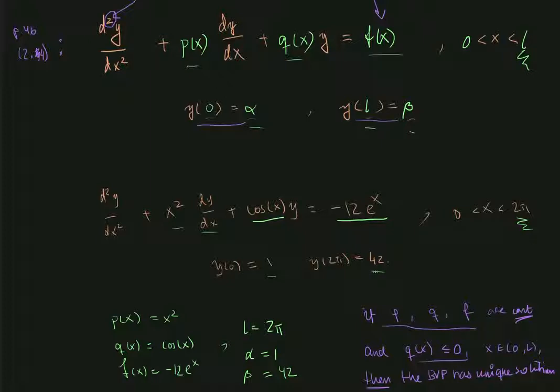Well, in this case it does not hold, because our q of x is cosine of x, which is positive from the value 0 to, well, let's see, at least it's positive from 0 to pi halves. So this thing with q of x being non-positive does not hold. So here we cannot be sure that this BVP has a unique solution, but it might. We just haven't proven that it does.